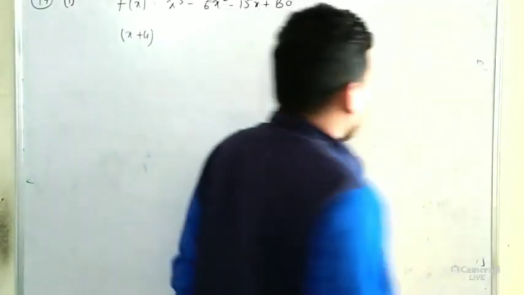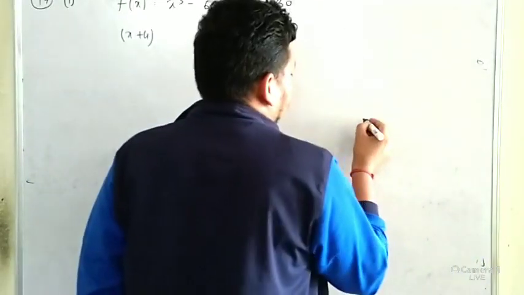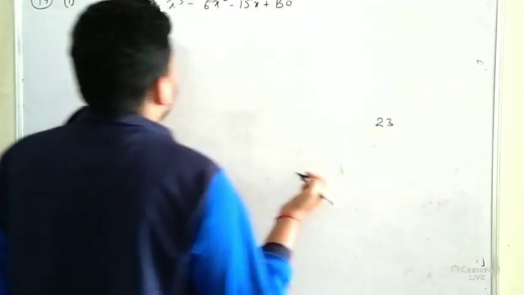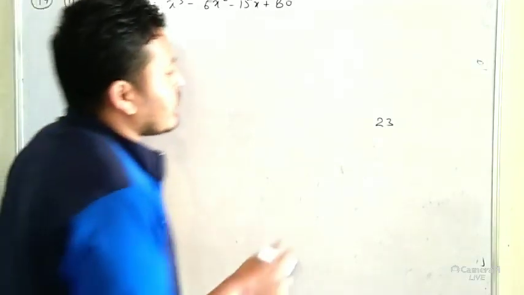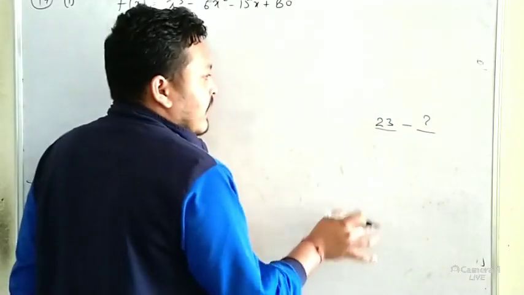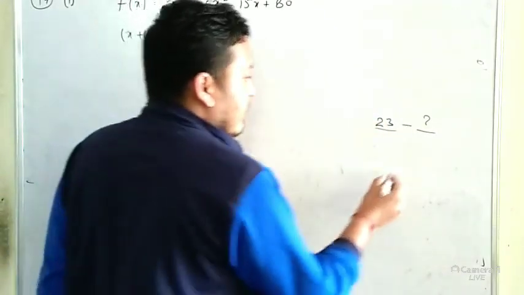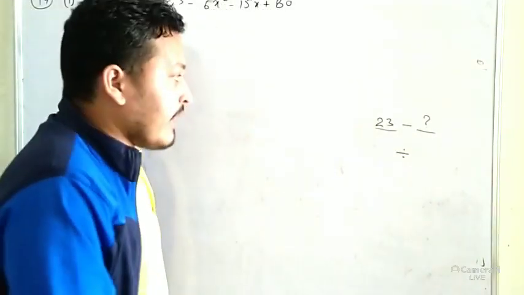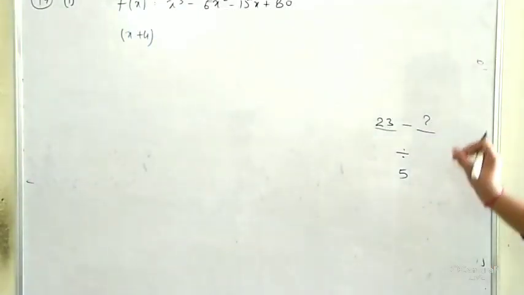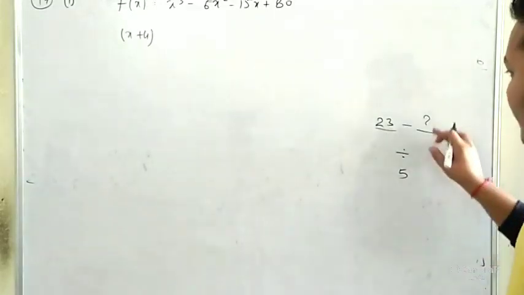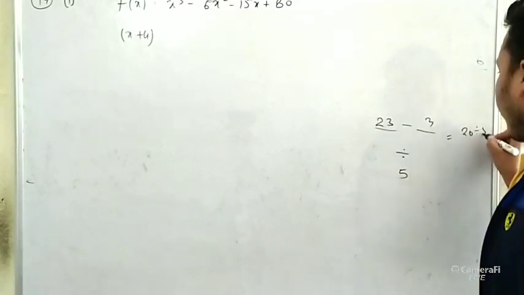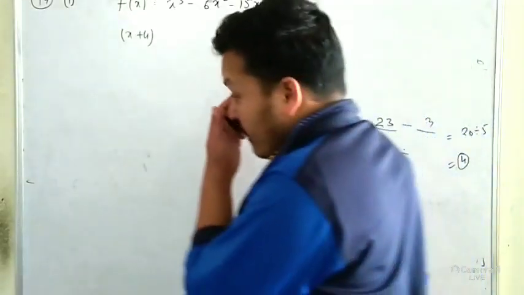For example, if you have 23, what number should be subtracted here so that the resultant will be exactly divisible by 5? How much should we subtract here so that the result becomes exactly divisible by 5? So 23 minus 3, then it will be 20, and 20 divided by 5 is completely divisible. The answer is 4.